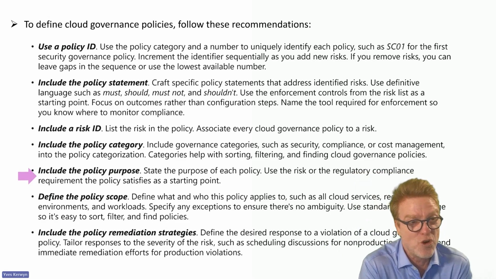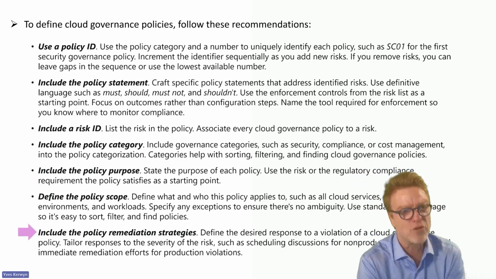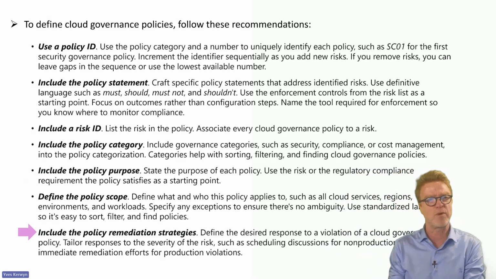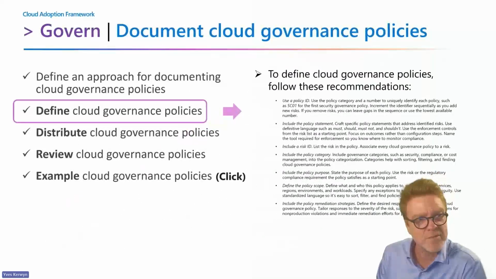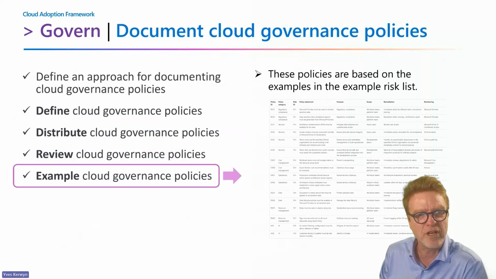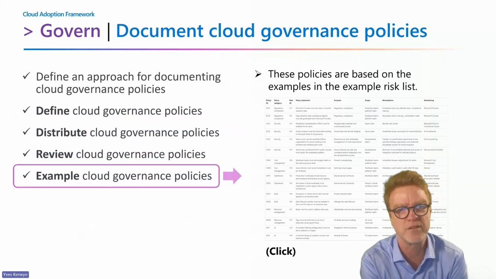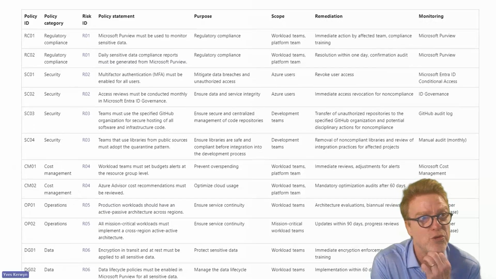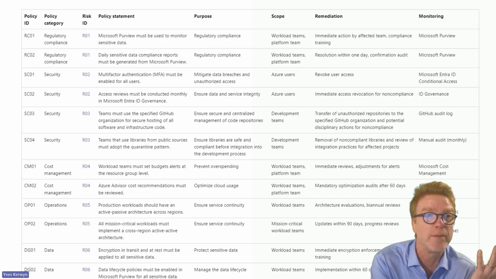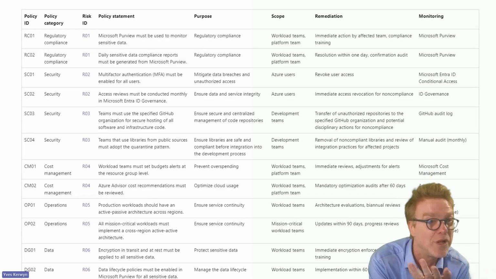Define the policy scope, and of course, the remediation strategies. Remember what I said about strategy. So again, let me show you. Here's an example. It's a nice one. Again, the policy ID relates always to a risk, always in a certain category. A statement, like multi-factor must be enabled for all users. That's a very stupid, well-known example.